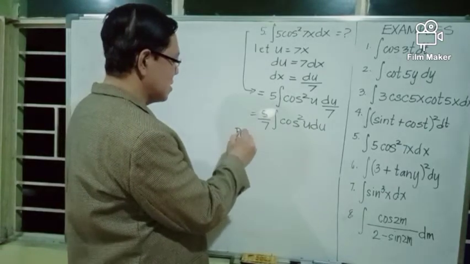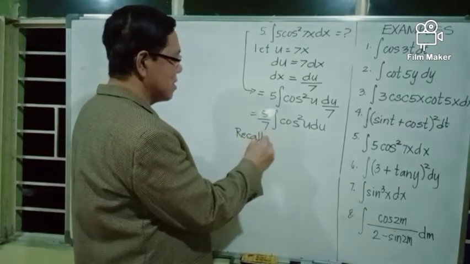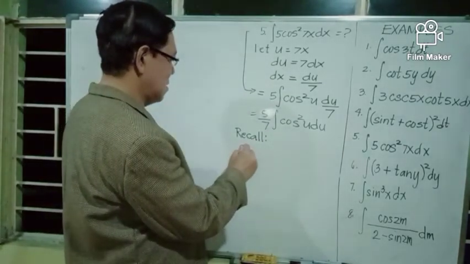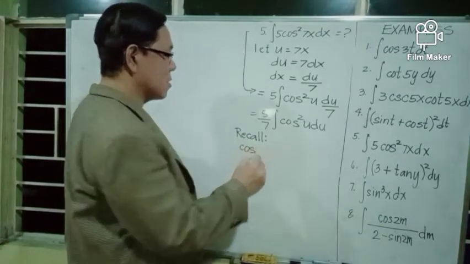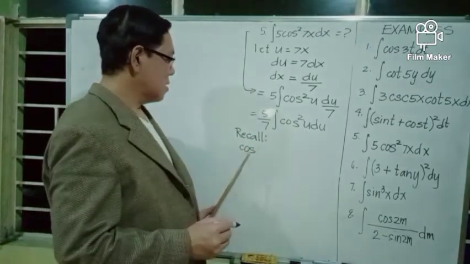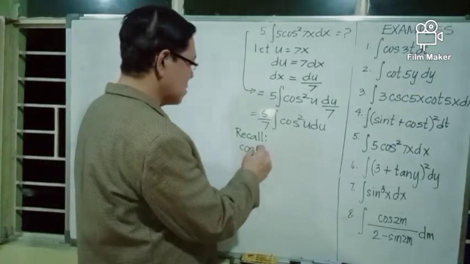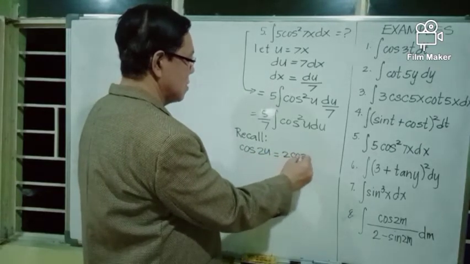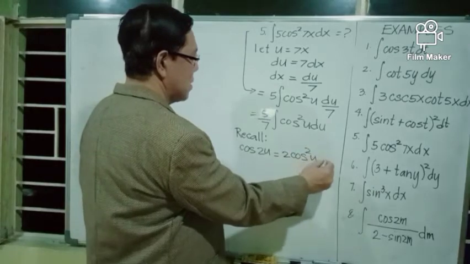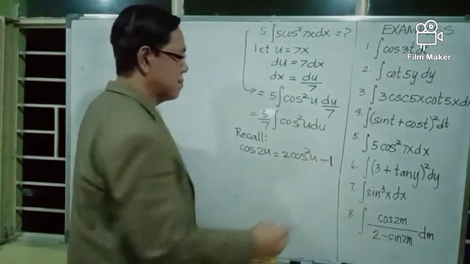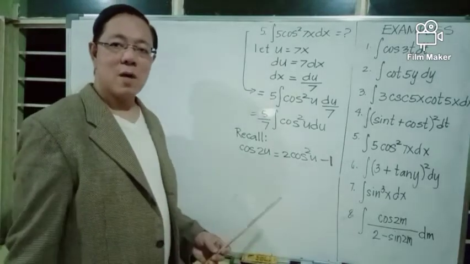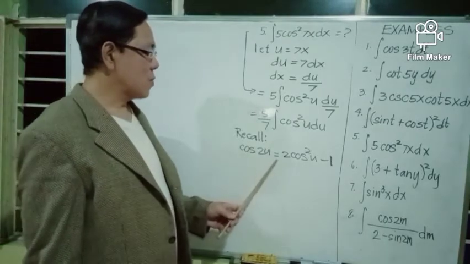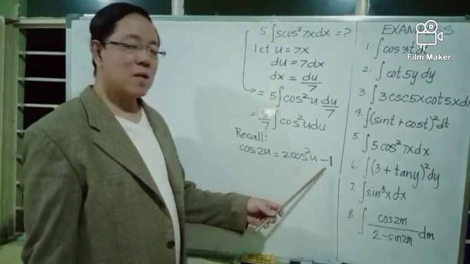We make use of this trigonometric identity for the cosine of twice an angle. We write the angle in terms of u. The cosine of 2u is equal to 2 times cosine squared u minus 1. This is the trigonometric identity for the cosine of twice an angle u. Cosine of 2u equals 2 times cosine squared u minus 1.